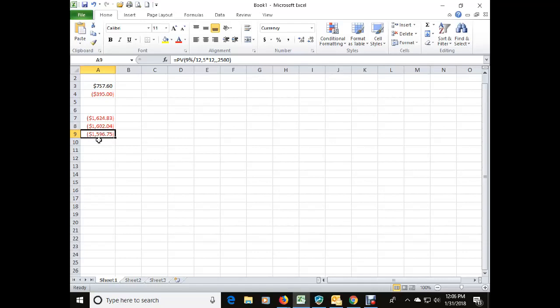Well, the more frequently it's compounded, the lower the amount of money that you have to put in. Okay, in the same way that we can calculate present value, we can go on to problem 418.